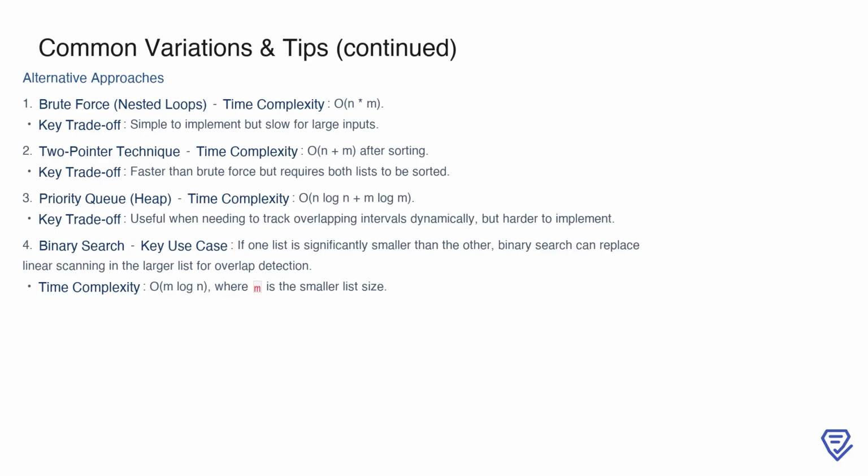Another option is the priority queue, or heap-based approach, which has a complexity of n log n plus m log m. This method is particularly useful for dynamically tracking overlapping intervals but can be harder to implement. Lastly, binary search can be an effective optimization if one list is much smaller than the other. Instead of scanning the larger list linearly, binary search can locate overlaps more efficiently, with a time complexity of m log n, where m is the size of the smaller list.